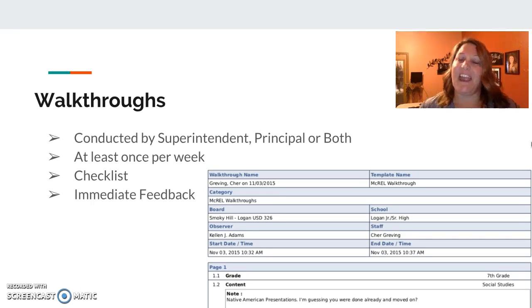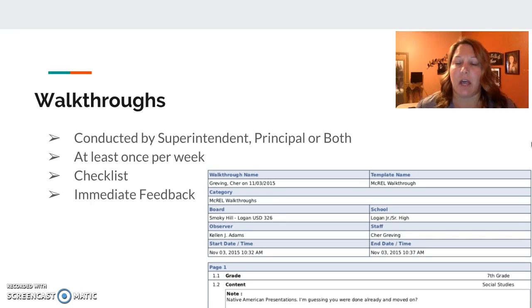They have a device in their hands and they're checking off the checklist that is in McCrell as to what I am doing well and what I need to improve on. And then as soon as they leave my classroom, they shoot back the report, which provides me immediate feedback to know what they saw in my classroom and what they would like to see different.